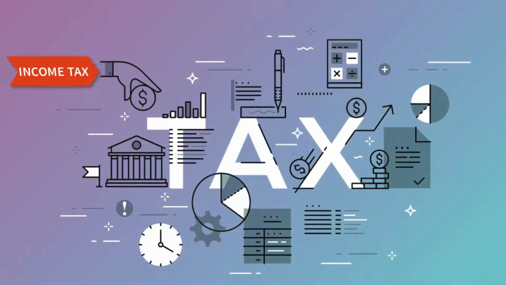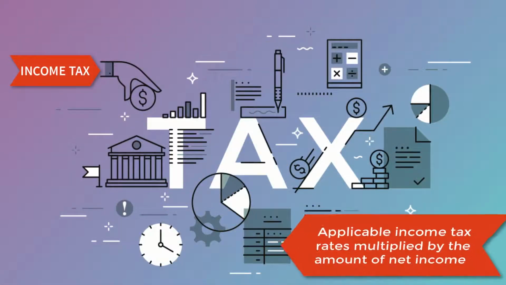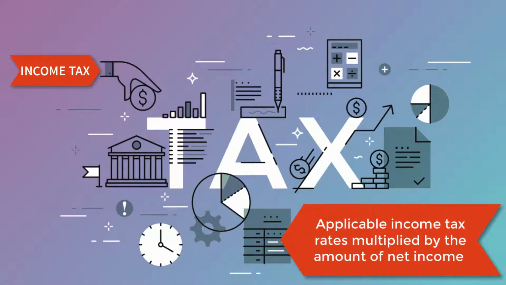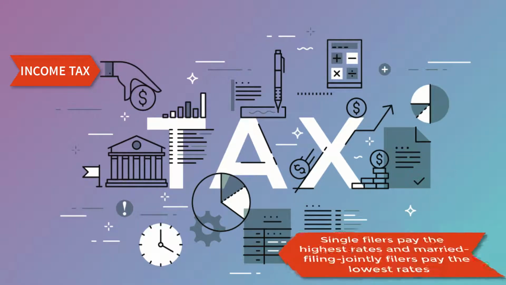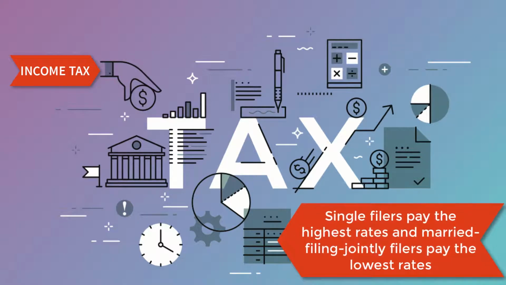The amount of income tax you actually pay is the applicable income tax rates multiplied by the amount of your net income. The rates vary based on your filing status, with single filers paying the highest rates and married filing jointly filers paying the lowest rates.